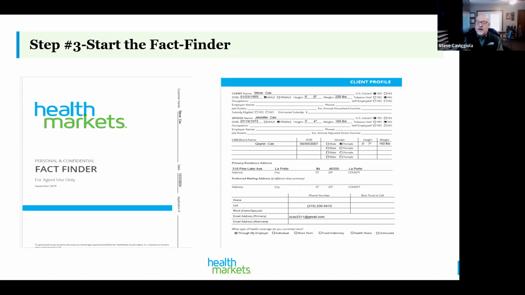So when I start the fact finder, I fill out page 2. It's just the client details. Who needs coverage? So whoever I talk to is the client. Then I put the spouse, any kids, what's your home address, what's the address if we're meeting somewhere, what's your cell phone, and that's all I gather. I don't need anything else. I don't need to know their health. I don't need to know anything else.